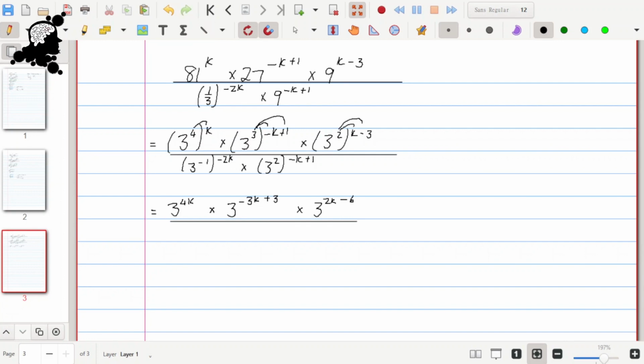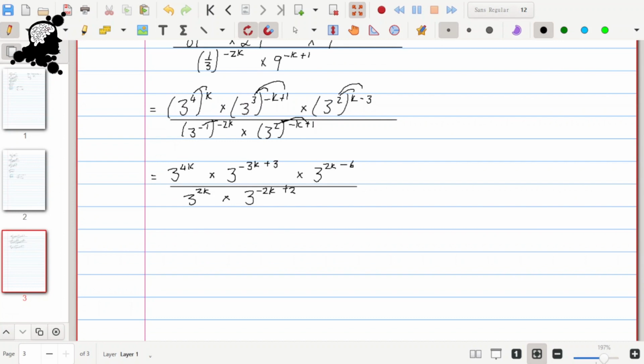Right, then negative 1 times negative 2. This is going to give me 3 to the power positive 2k. Multiply by 2 times negative k. This is 3 to the power negative 2k. And then 2 times positive 1. This is just going to give you positive 2. All right, we are done multiplying out our exponents.